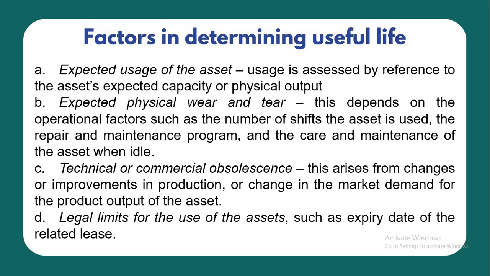Okay, next, expected physical wear and tear. This depends on the operational factors such as the number of shifts the asset is used, the repair and maintenance program, and the care and maintenance of the asset when idle. Technical or commercial obsolescence. This arises from the changes or improvement in production or change in the market demand for the product output of the asset. And last but not the least, legal limits for the use of the asset, such as expiry date of the related lease. Okay? So those are the factors in determining the useful life.